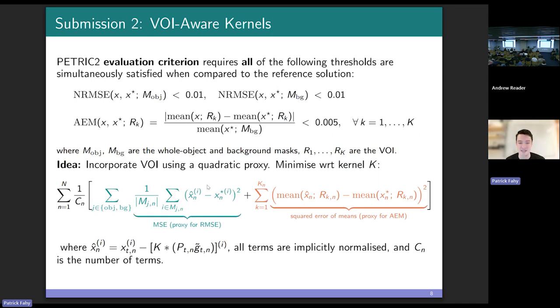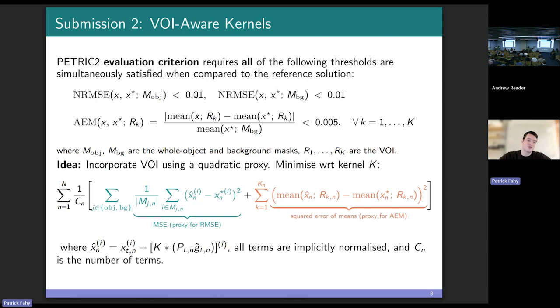Okay, the second submission is a bit more involved. So I've listed here the different evaluation criteria. We have two different normalized root mean square errors. We compare the current reconstruction with the reference reconstruction on different masks. So we have the whole object and the background, and these need to be less than 0.01.